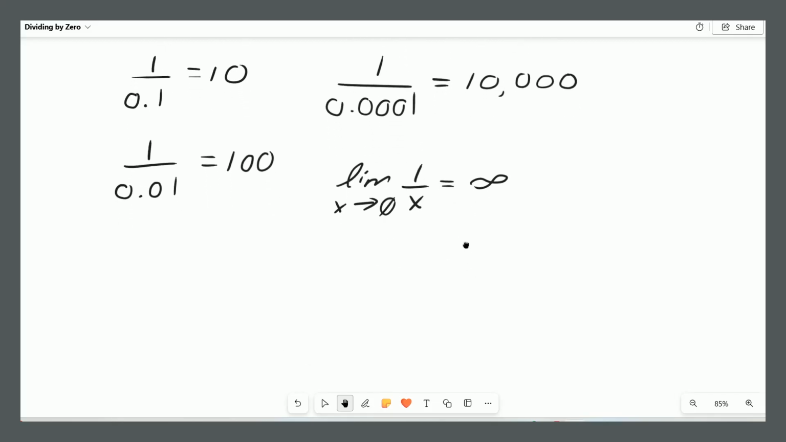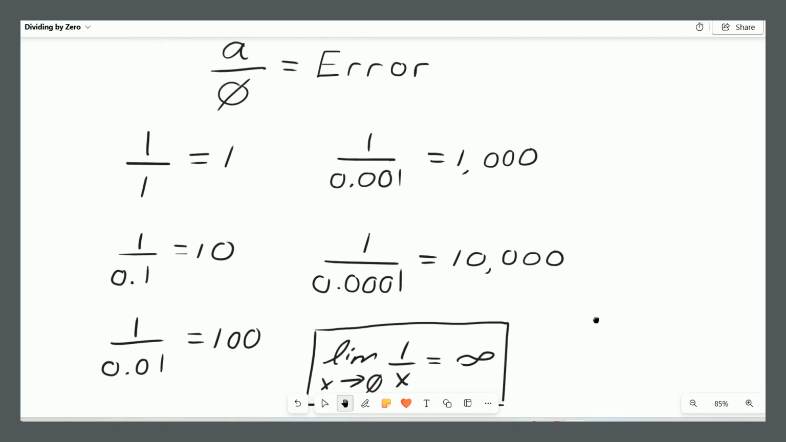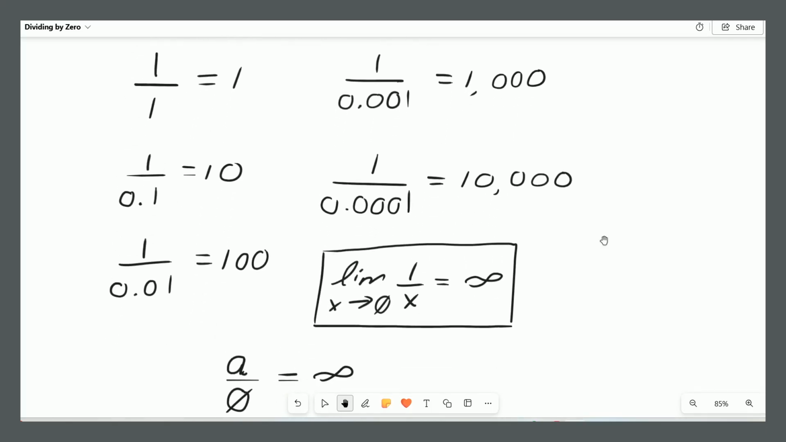So loosely speaking, you could conclude that 1 divided by 0, and really not just 1, but any number, let's call it a, divided by 0, loosely speaking, equals infinity. That's not a strictly correct way of formulating it. The strictly correct way of formulating it would be what's in the box here. The limit, as you divide by a number that gets closer and closer to 0, that limit is equal to infinity.